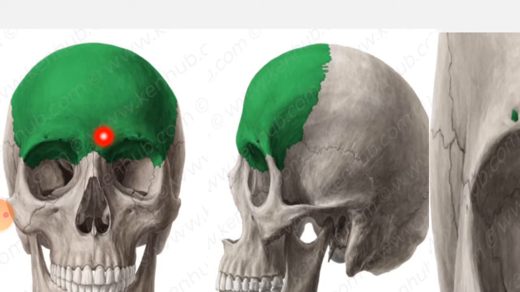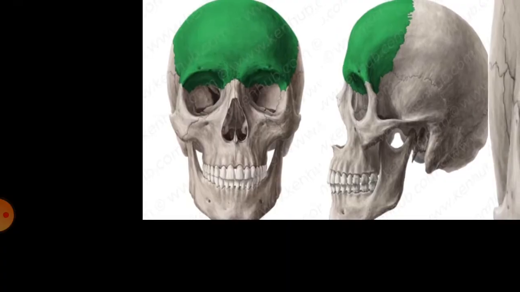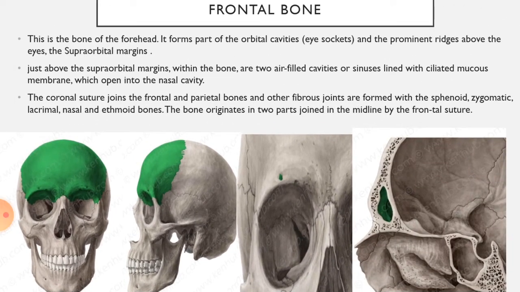At this part here, you will find the frontal sinuses. Just above the supraorbital margins within the bone are two air-filled cavities or sinuses lined with ciliated mucous membrane, which open into the nasal cavity. So these are the paranasal sinuses. The frontal sinus is a paranasal sinus, so it will definitely drain into the nasal cavity.